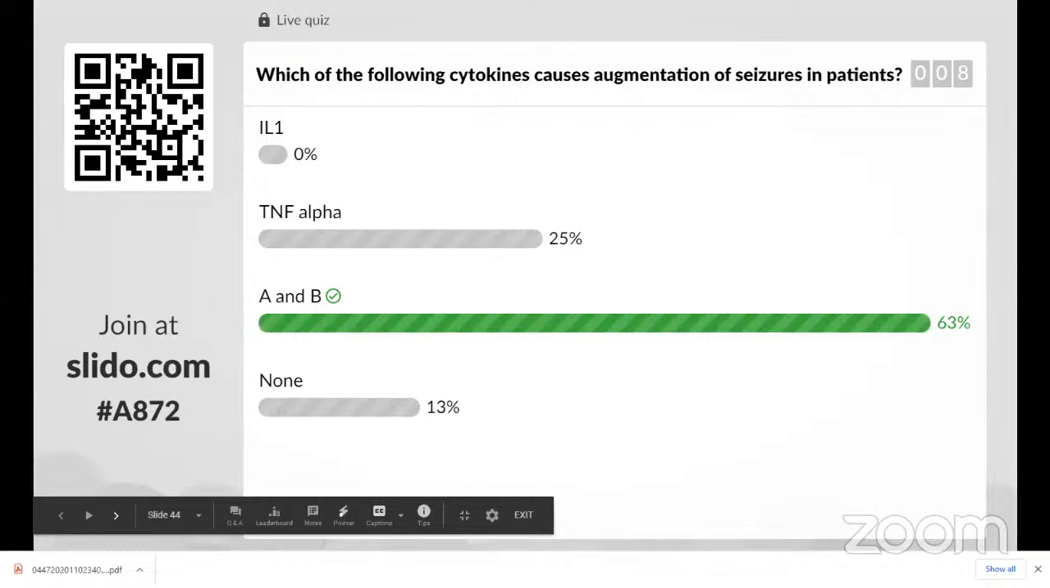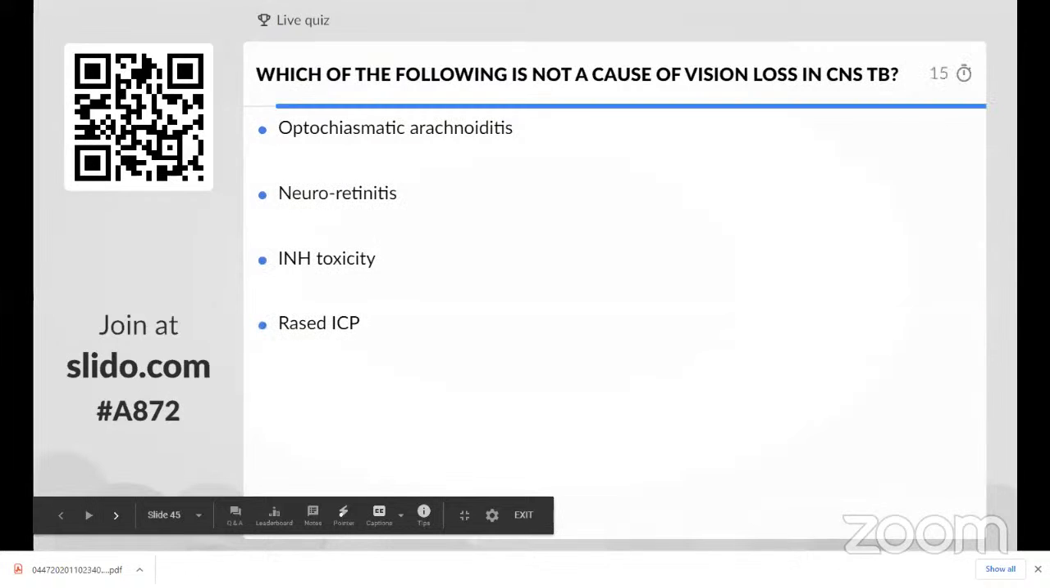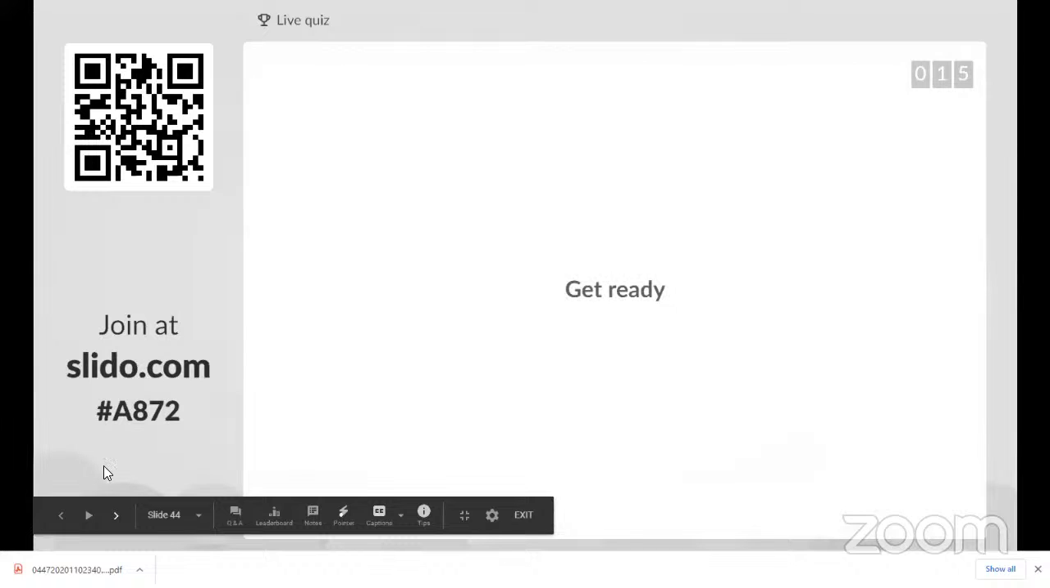The correct answer is both. So both TNF alpha as well as interleukin can trigger seizure. So if the patient has seizures, these are drugs which can worsen things in a patient who has underlying sepsis or other similar disorders. Okay, now we are talking about tuberculosis.